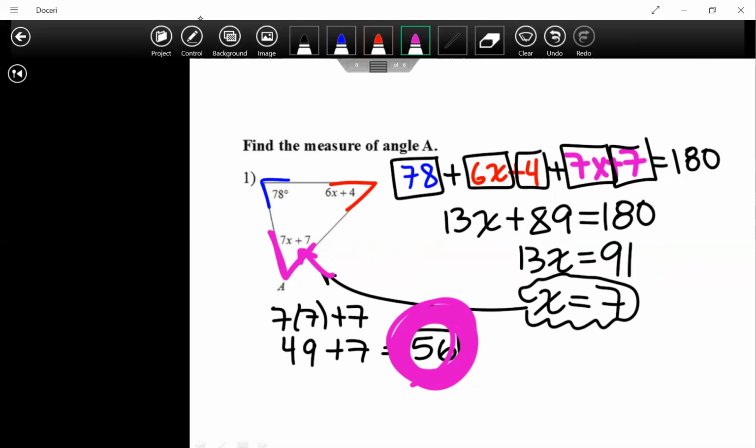I added like terms on the top. Combine like terms, it gives me this step. Subtracted 89, divided out by 13. You have to be able to solve those out correctly. Use your calculator. Your calculator will be helpful.